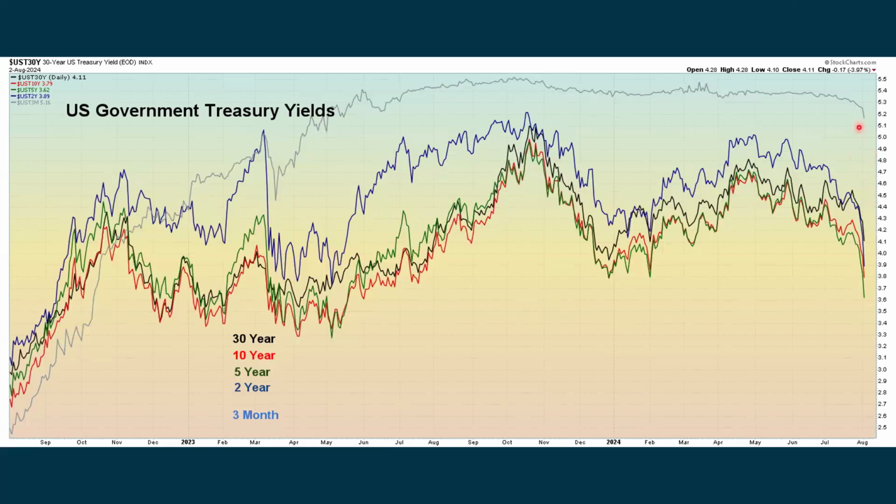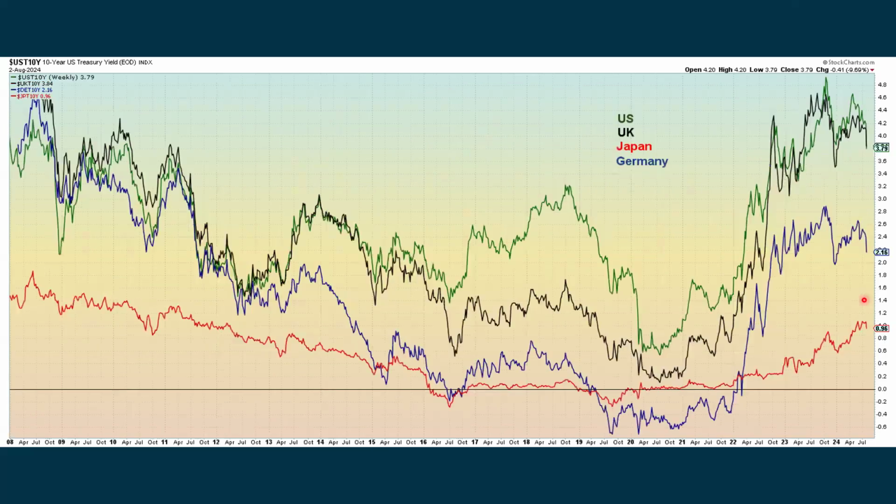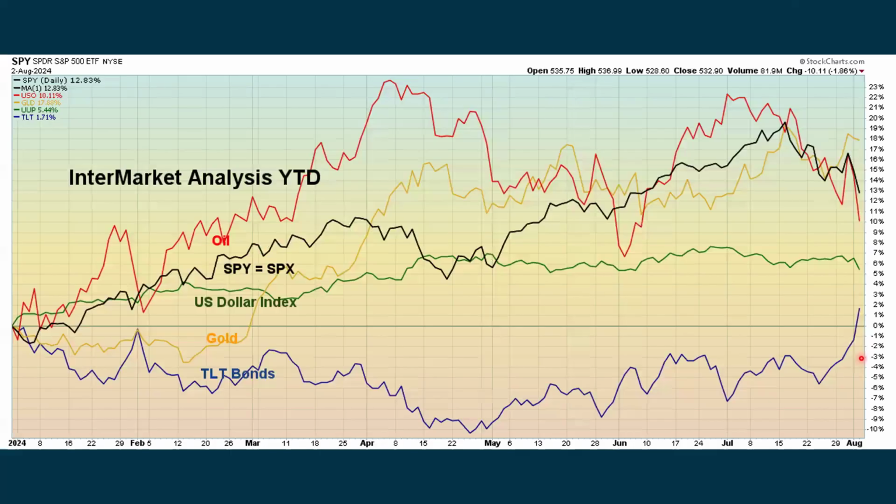And we saw just a massive drop off in interest rates. This is a daily chart of yields. They really fell, and not only on Thursday, but also on Friday. There's a weekly chart where we're declining with US rates, and UK rates are also going down. German rates are going down. Japanese rates are also going down. So this is kind of interesting here.